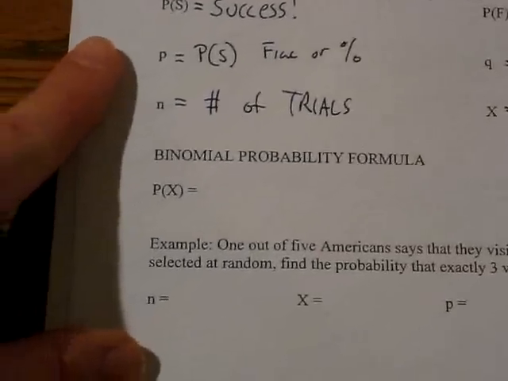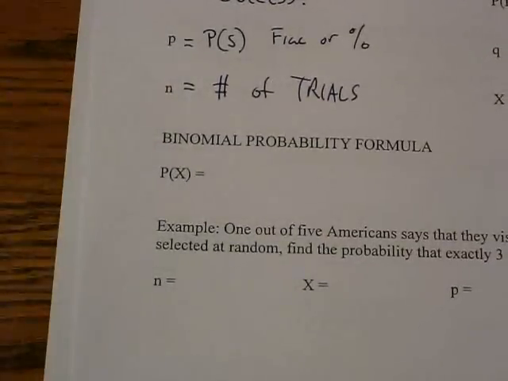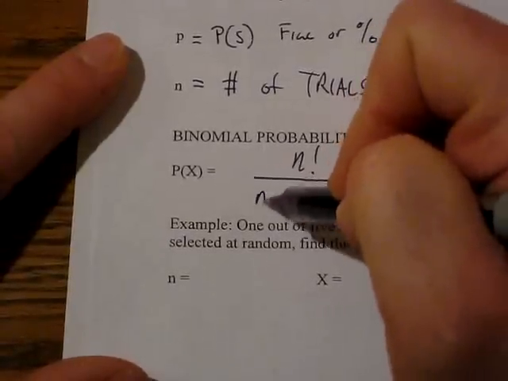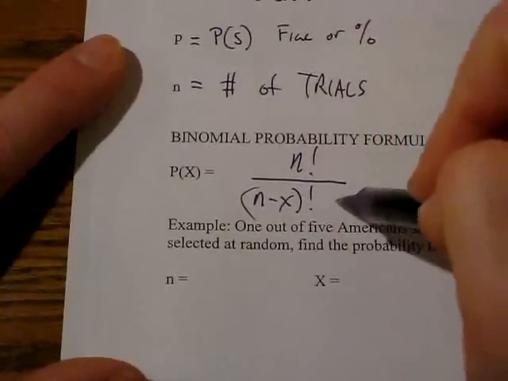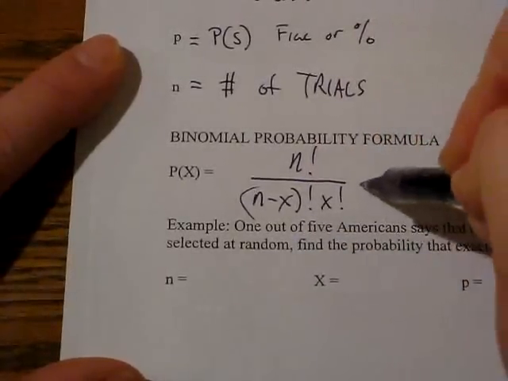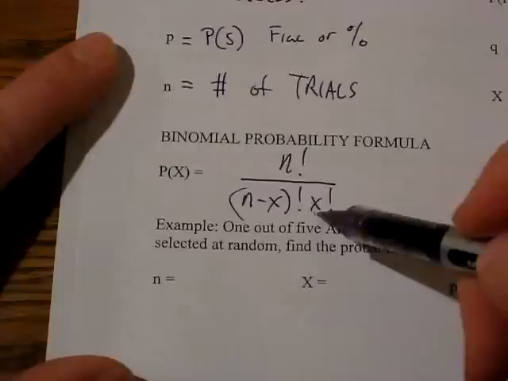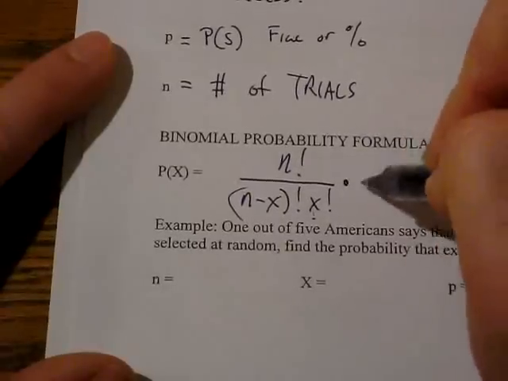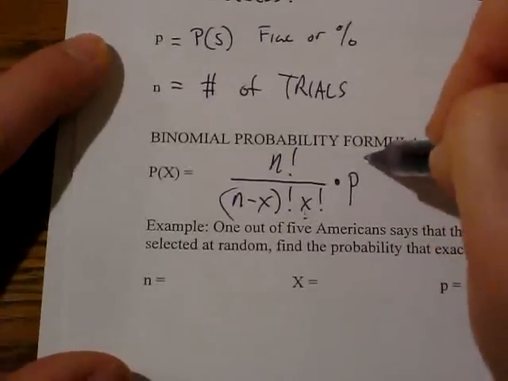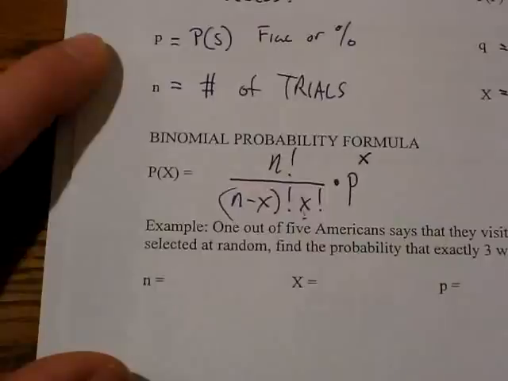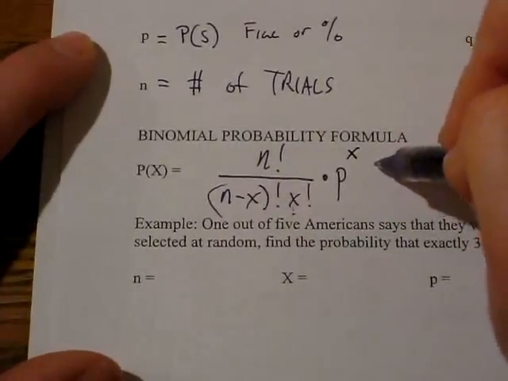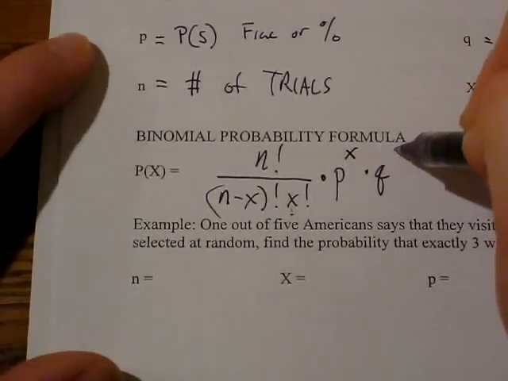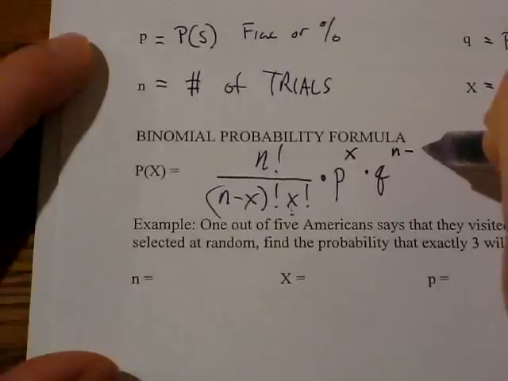Now here is the binomial probability formula. The binomial probability formula is n factorial divided by n minus x factorial times x factorial, which, if you remember this from chapter 4, is a combination. And this is then multiplied by our probability of success raised to the number of successes, x, power, multiplied by q raised to the power of n minus x.